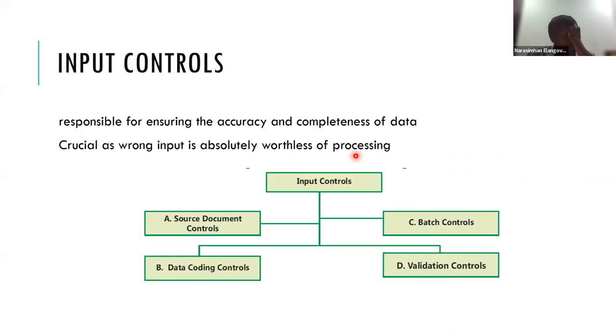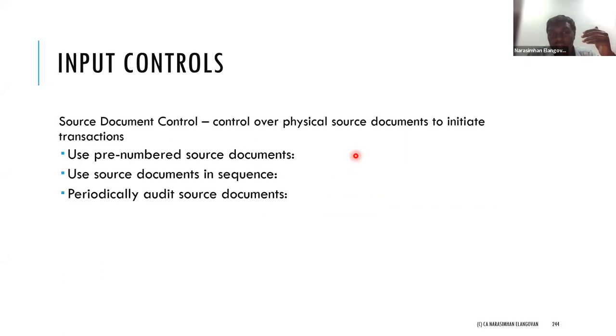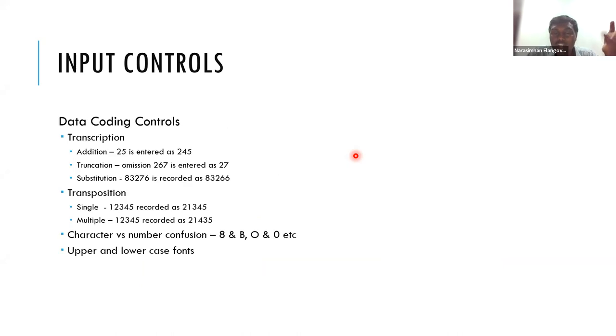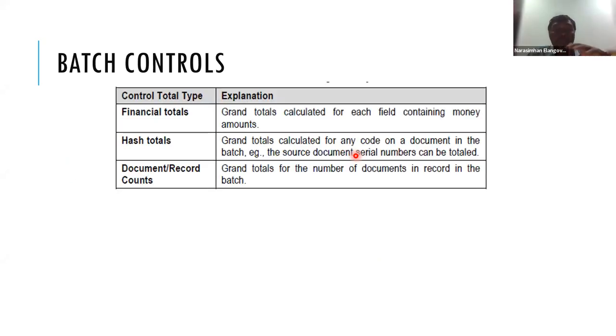Next is input controls. Input controls can be of four types: source document, data coding, batch, and validation. Source document input control is very simple, like a checkbook, pre-numbered, in a sequence, and you periodically audit that. What are the data coding controls? Coding errors, transcription, transposition, character number confusion, uppercase, lowercase, etc. Then you have batch controls.